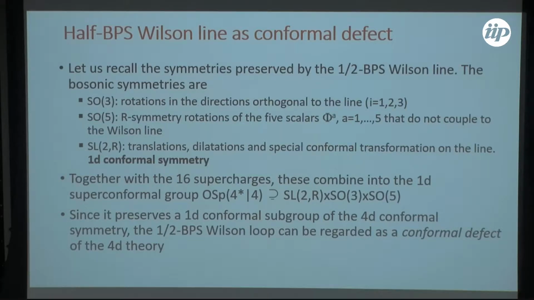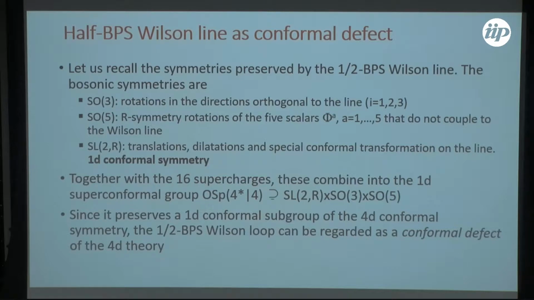And together with the 16 supercharges that are preserved by this operator, this combines into some one-dimensional superconformal group, which is OSP(4*|4). The star just means that this is some non-compact version of SO(4), which is isomorphic to SL(2,R) cross SO(3).